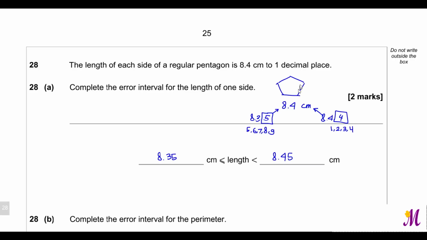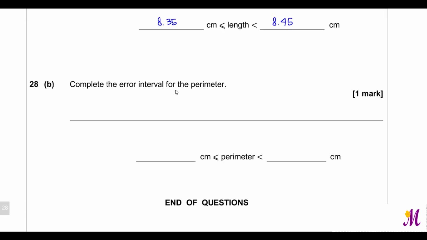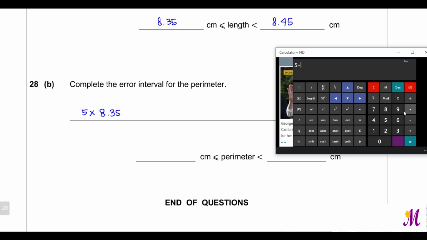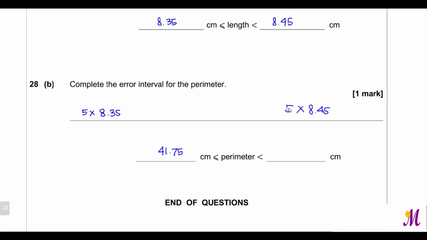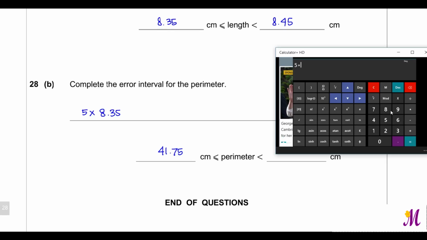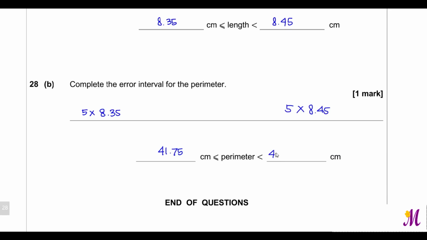So for the perimeter, because we have 5 sides, we just multiply 5 by the length of each side. Because we are asked for the interval for the perimeter, we use this interval from 8.35 to 8.45. So the perimeter will be between 5 times 8.35 and 5 times 8.45. Let's use our calculator. It's 5 times 8.35. It is 41.75. And then for this one, again 5 times 8.45. It is 42.25.